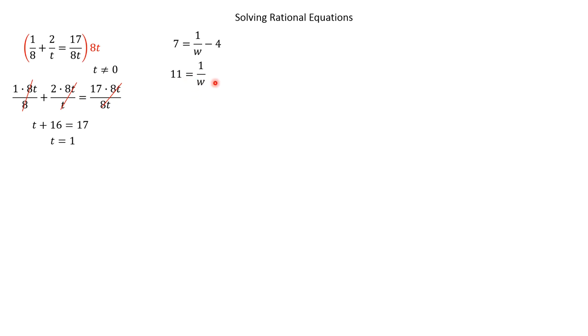Right? Before we multiply by that w, which is our common denominator, what can't w equal? Well, it's alone in the denominator. w can't equal 0.